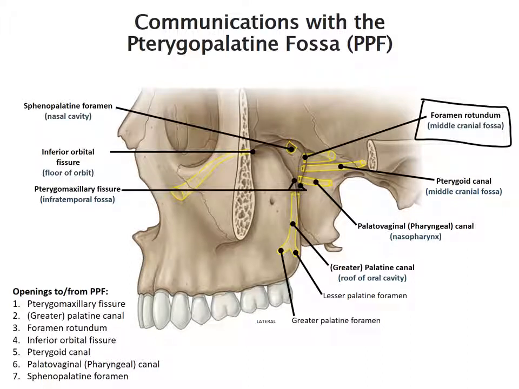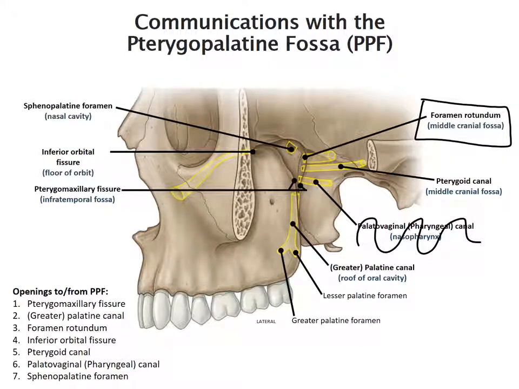The third foramen along the posterior wall of the pterygopalatine fossa is the palatovaginal canal. This canal happens to transmit a pharyngeal branch of the maxillary nerve and its vessels in order to supply the posterior aspect of the roof of the nasal cavity. Of all of the openings discussed, this by far is the least important.